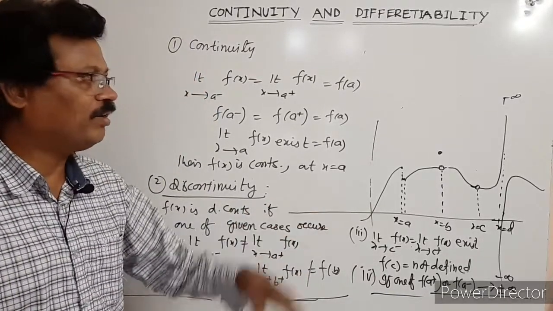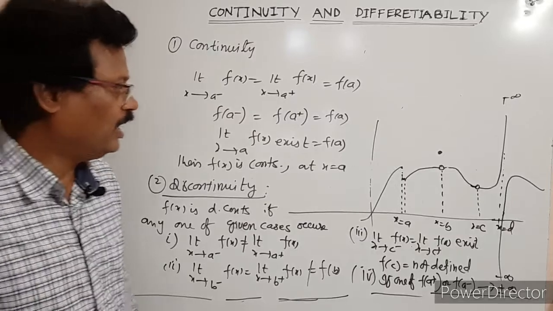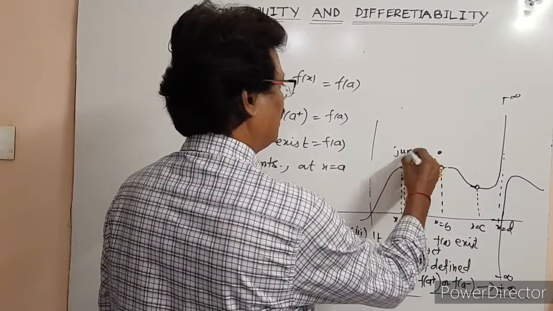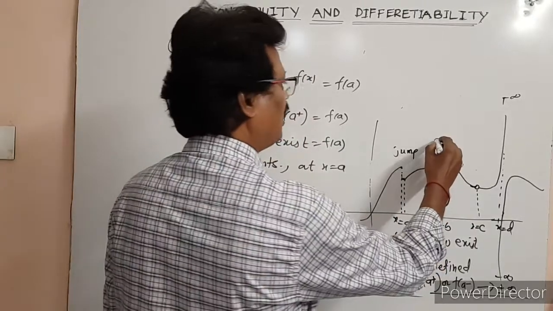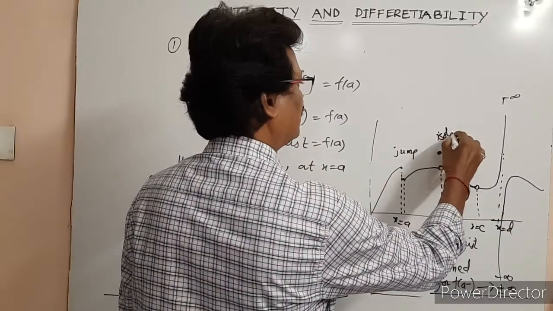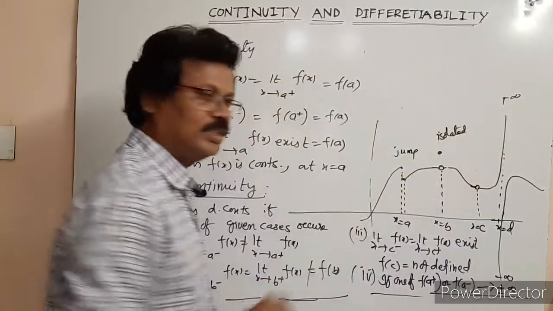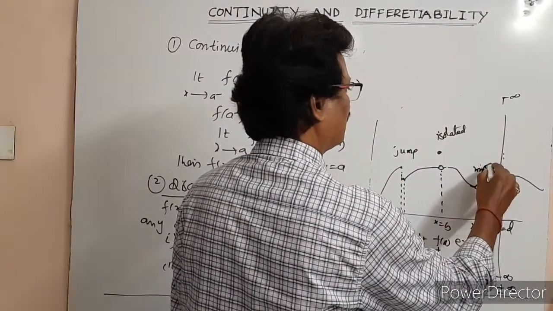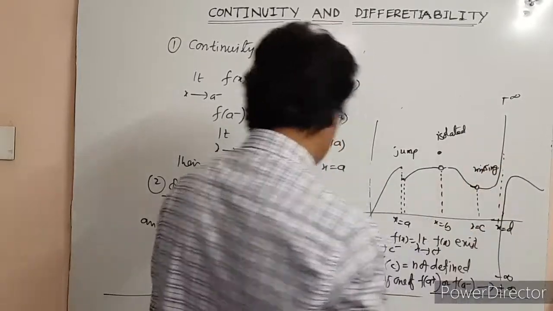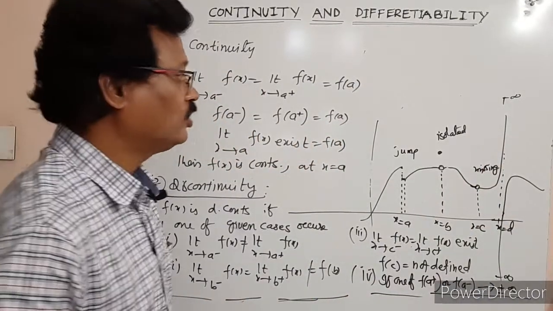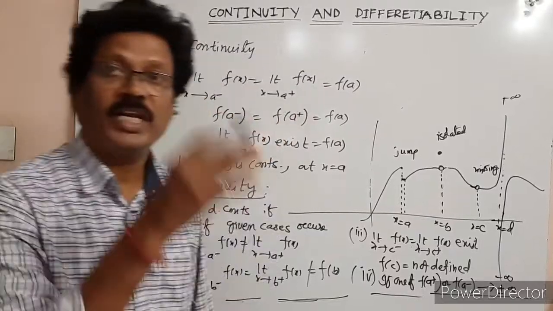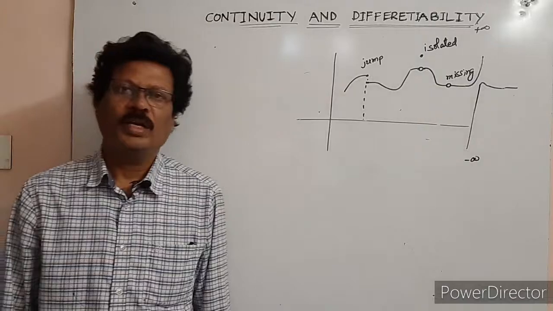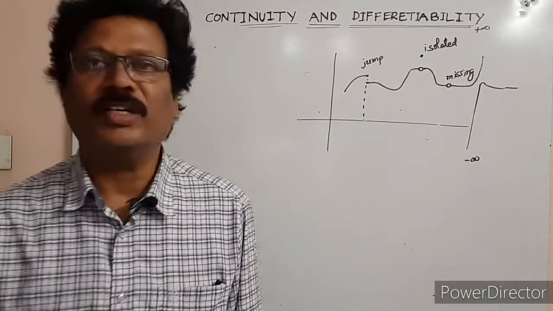Now at every point we can say, here it is jump discontinuity. And what about this one? This is the isolated point of discontinuity. This is called missing point of discontinuity. And one more: suppose the function oscillates at some point, that is also discontinuous. Now let us see the types of discontinuity.